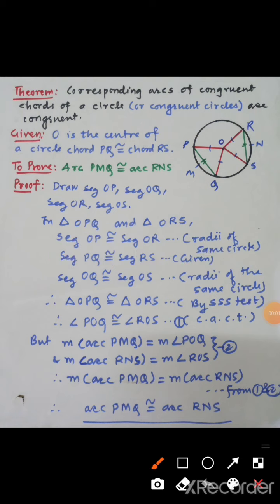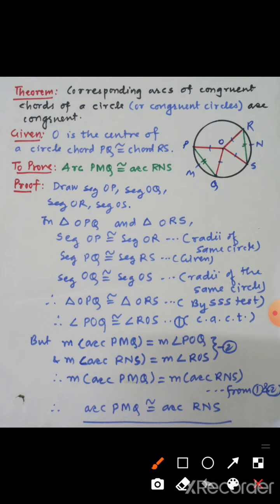Now we will see the next theorem. The statement of the theorem is: corresponding arcs of congruent chords of a circle or congruent circles are congruent. So to prove this, we will take the help of the figure. Here given, O is the center of the circle, and chord PQ is congruent to chord RS. Here is chord PQ, which is congruent to chord RS.